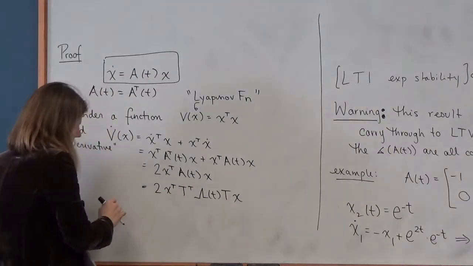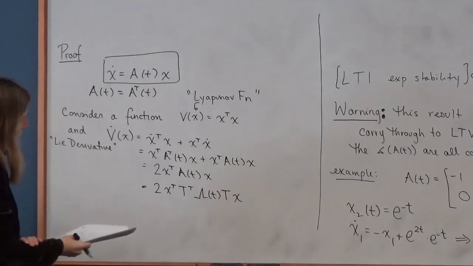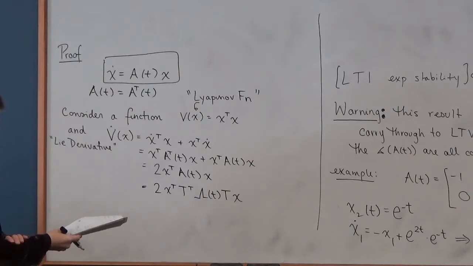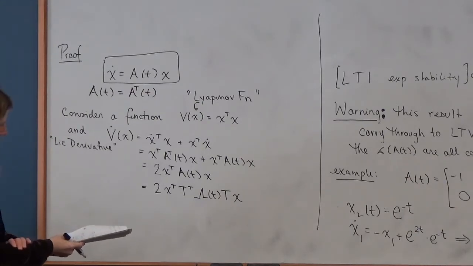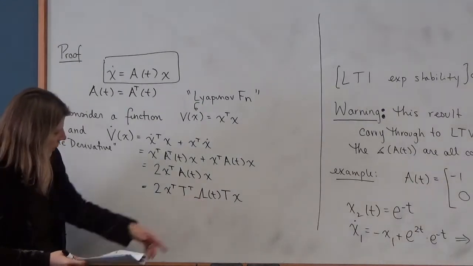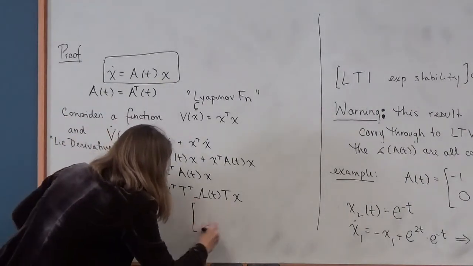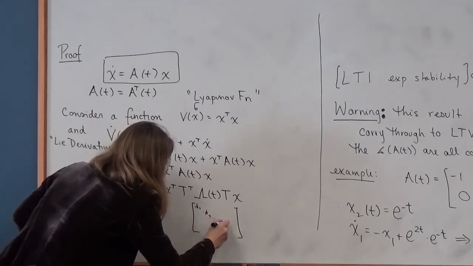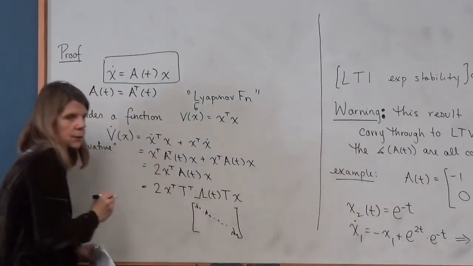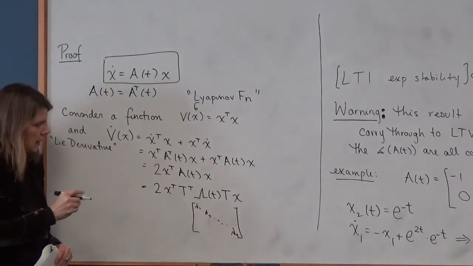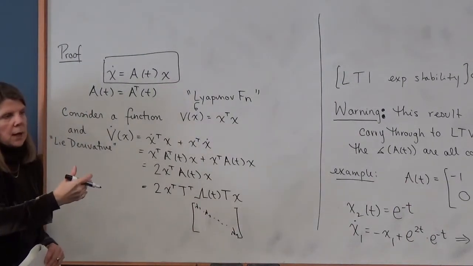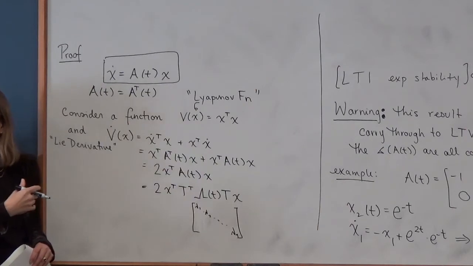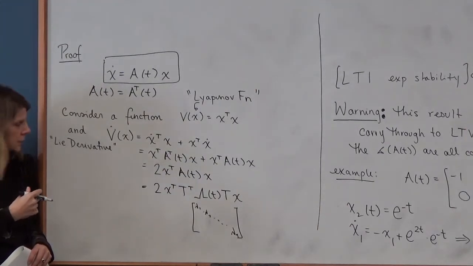And then I can look at that and say, well, if I look at that matrix here, that's just a matrix where I've got lambda 1 of t, lambda 2 of t, up to lambda n of t, so the eigenvalues. And there's some maximum value of those eigenvalues, and there's some minimum value of those eigenvalues.